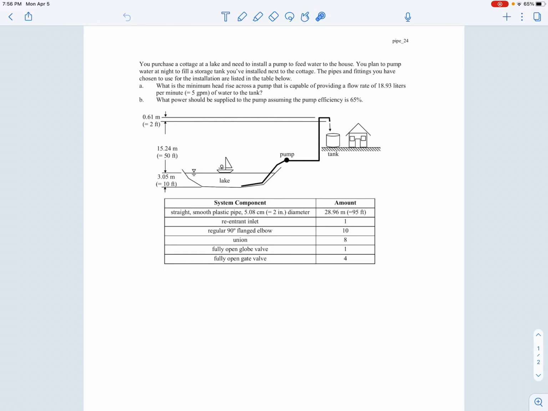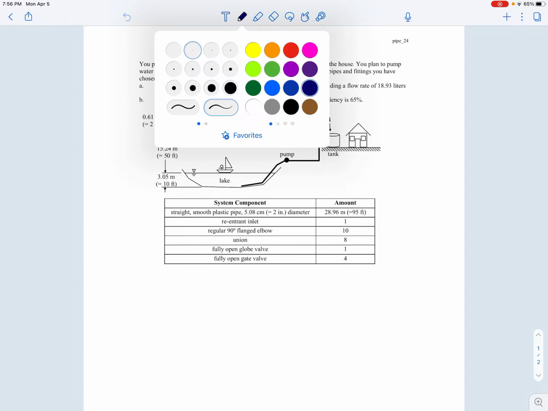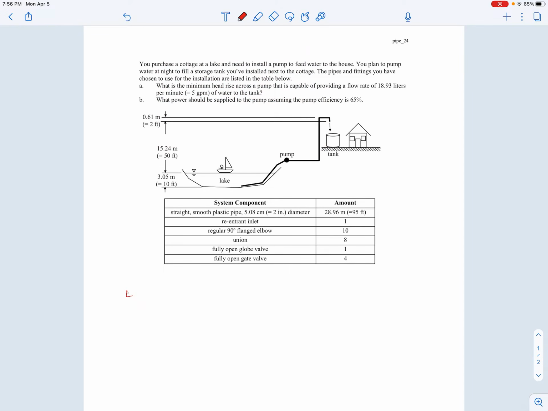Okay, so it's the extended Bernoulli equation. So let's write that out. So we're going to use the extended Bernoulli equation. So we'll write out the full equation. It goes between 2 points, point 1 and point 2. And so the 3 dots here are just the same as this. I just didn't want to write it out.